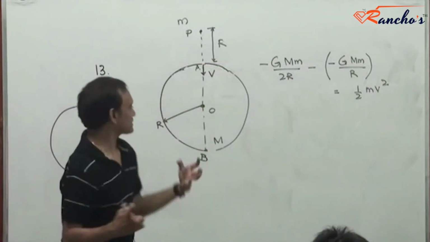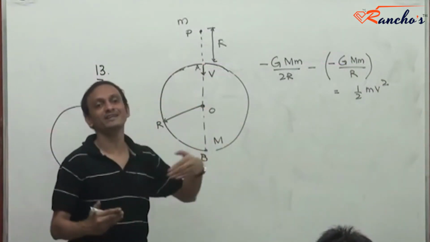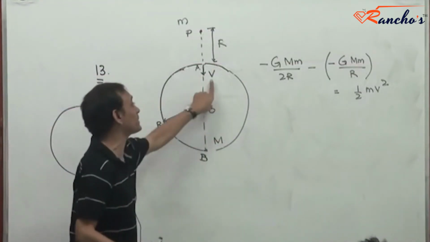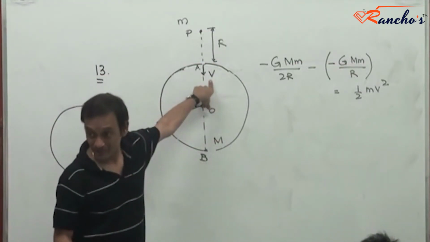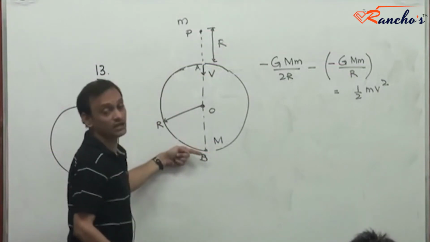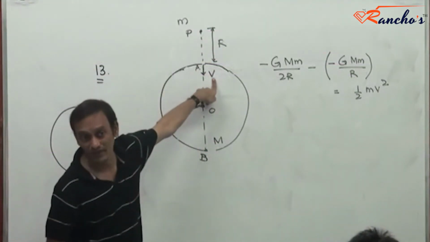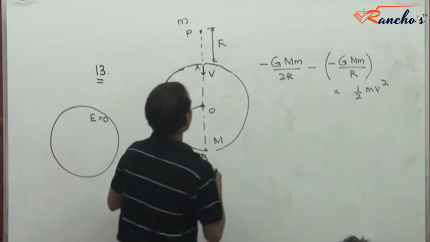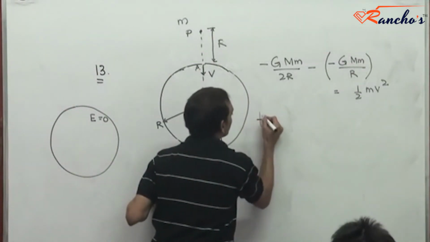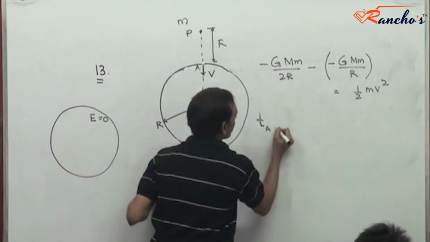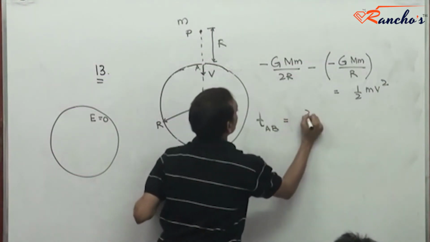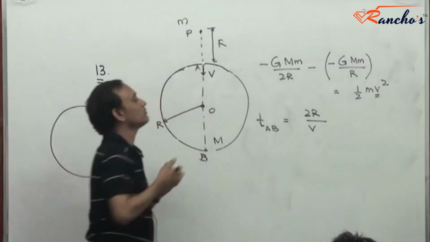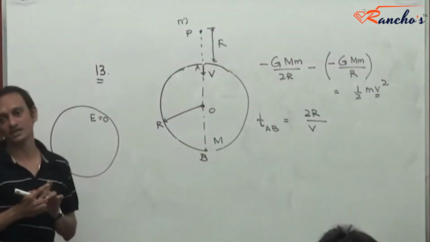So if no force acts, this journey AB is unaccelerated. That means this journey AB takes place at constant velocity. So the time taken from A to B is going to be AB divided by V, where V is known from energy considerations. The time required from A to B is 2R, which is AB, divided by the V that you can obtain from this equation. That's going to be the time it takes.